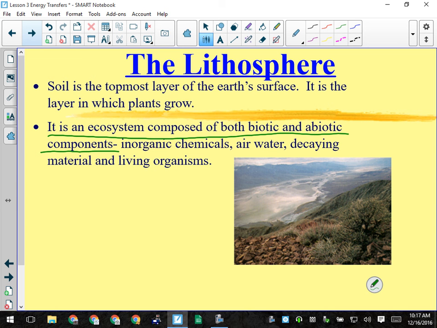All right, could you describe what you see here as soil? What does it look like mostly? Rocks. Okay, is there a plant growing in it? Then it's soil.